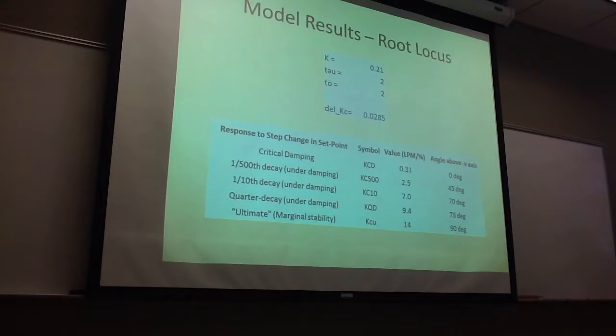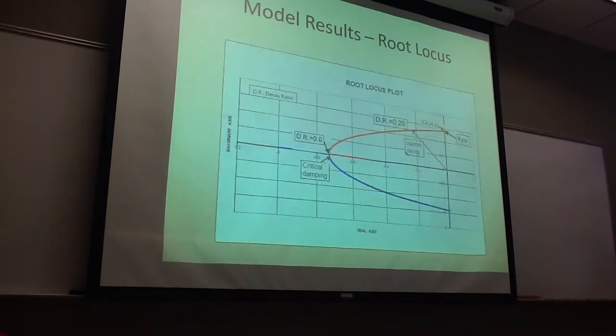So again, from this root locus, we can see that our gain was 0.21 liters per minute per person. The tau was 2 seconds. The T0 was 2 seconds, and we selected a KC that was 0.0285. So the KCD, KC500, KC10, and K2D correspond to different angles on the plot here.